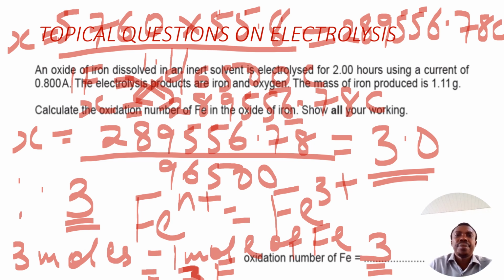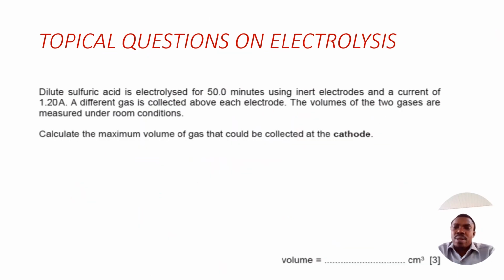Thank you very much. Before us is another question, which is a typical examination question based on electrolysis. So, topical questions on electrolysis. The question before us: dilute sulfuric acid is electrolyzed for 50 minutes using inert electrodes and a current of 1.20 ampere.